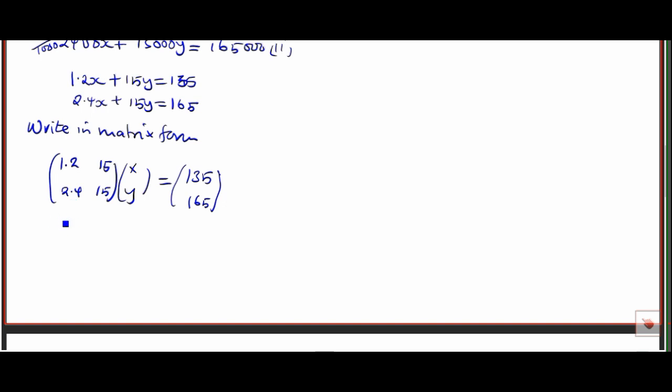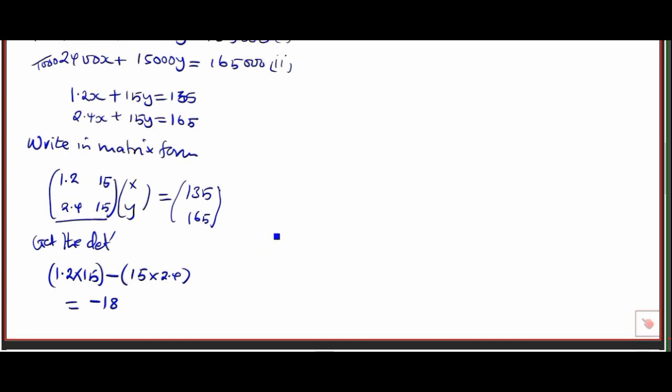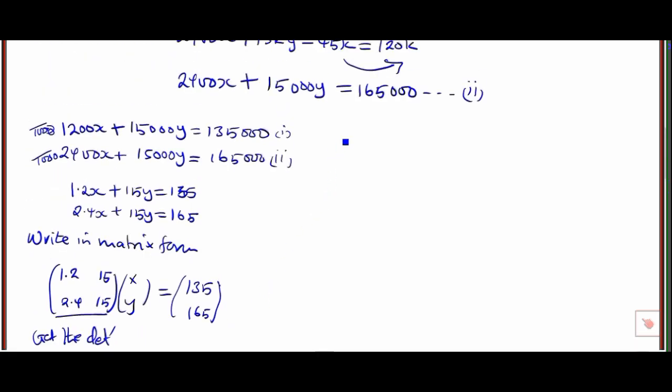Next step is you find what is called the determinant of this matrix. For the determinant of a 2 by 2 matrix, you take the values of the leading diagonal and multiply them. So that is 1.2 times 15, and then you subtract the product of the other diagonal, that is 15 times 2.4, and that will give you a value of negative 18. So that is the determinant.